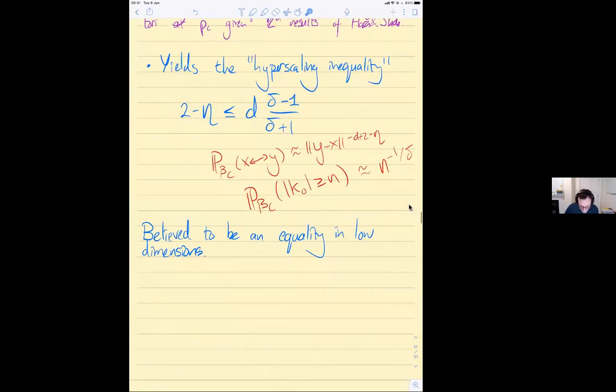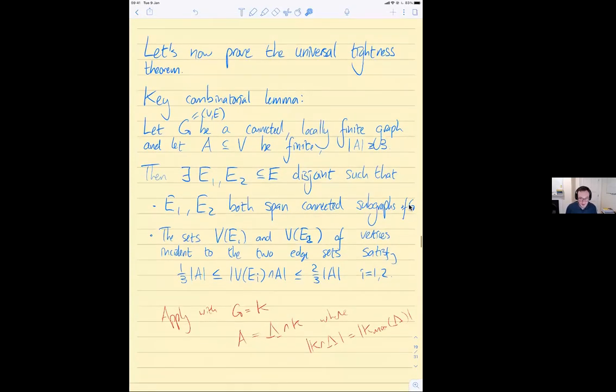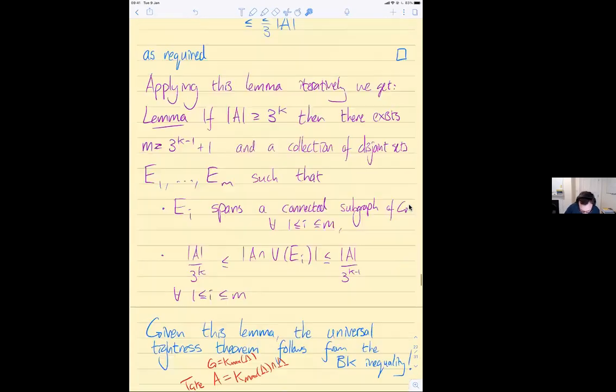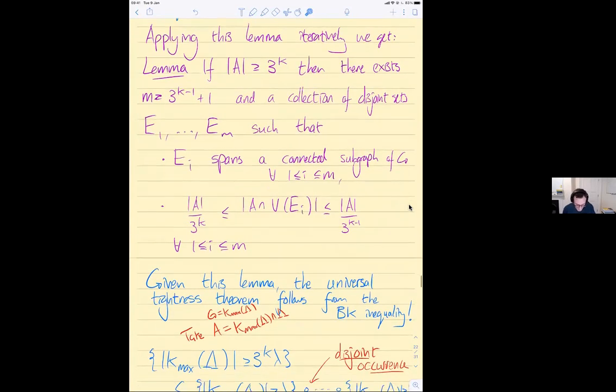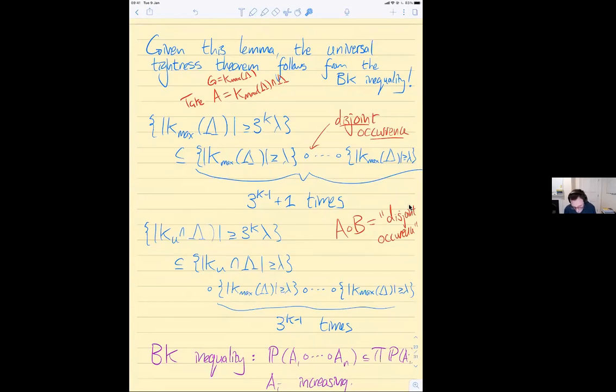Okay, and the way we're going to do this is using the BK inequality together with a combinatorial argument. So let me show you this in a different order to how I wrote it. Okay, so what does the BK inequality say? I imagine this will be familiar to you.